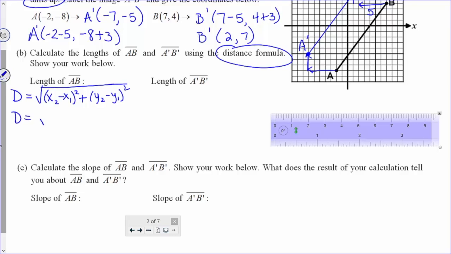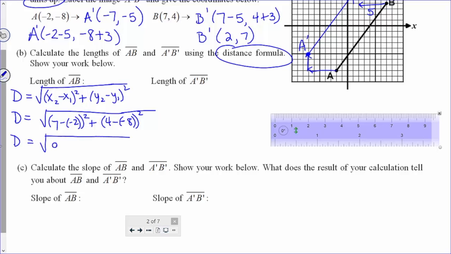So for AB, that's going to be 7 minus -2 squared plus 4 minus -8. That negative didn't come out very well there. Let me try to put it in there a bit better.